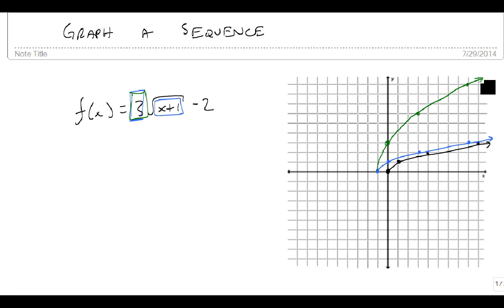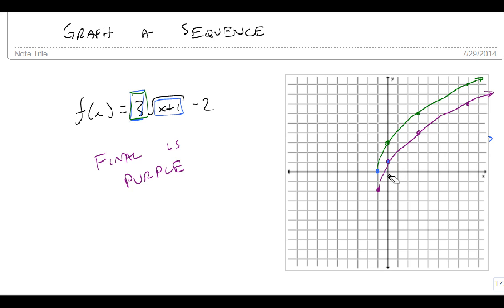Now I do any reflections, and there's no negatives. The number in front of the x isn't a negative. So we don't have any reflections. And now we finally do our vertical shift, where we take all of our green points and drag them lower than they were. And so my final graph, my transformed square root function, is the purple one. If I erase the rest of these, we get just our purple graph, and that's our answer.